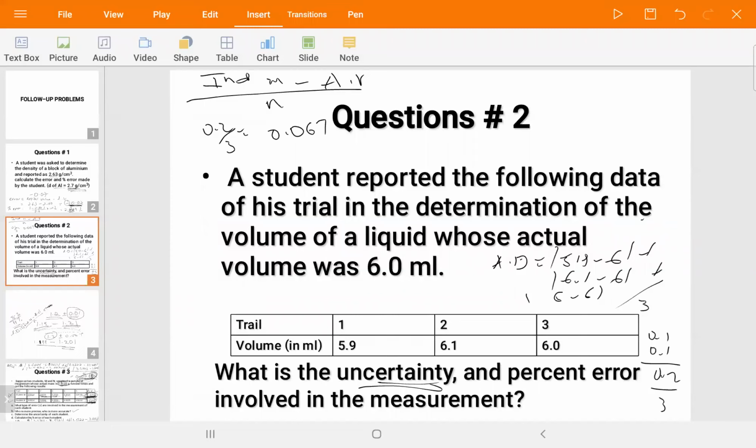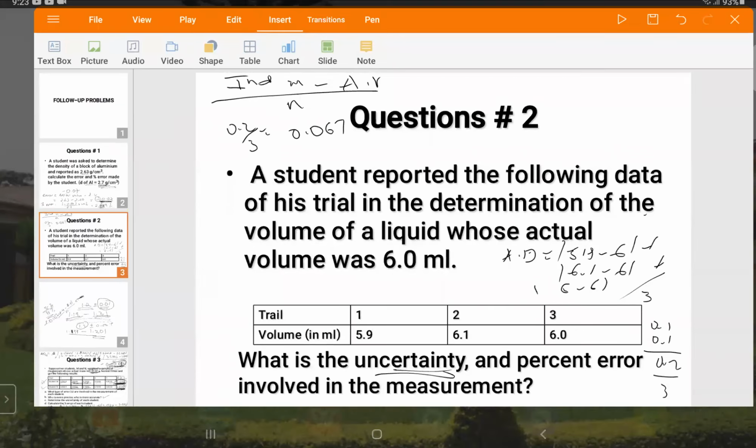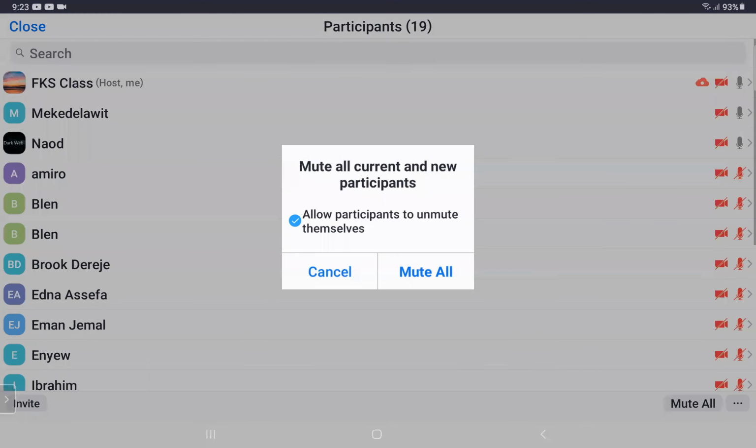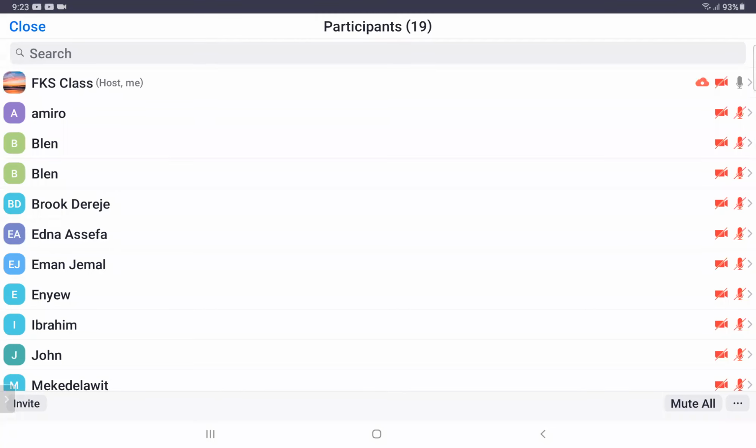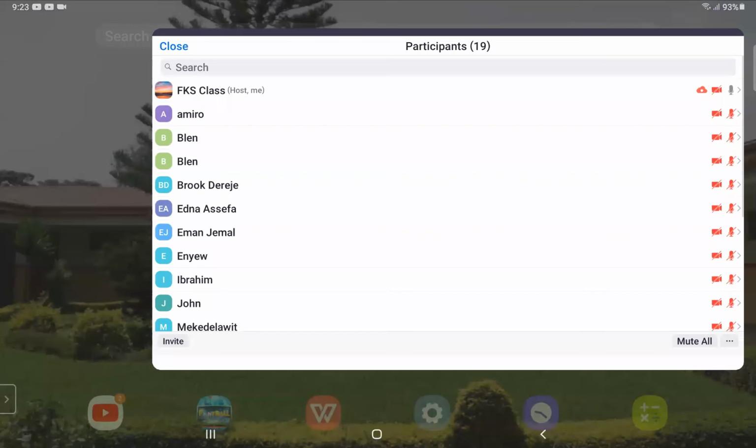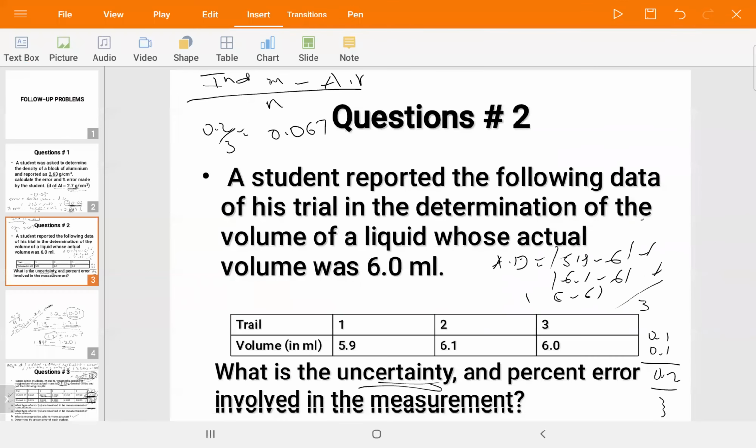Is it clear? So what does this mean? What is the uncertainty? The average here is 6. Would you please mute your sound? Okay. So now remember the average value is 6 here, so what is the uncertainty here? It will be 6 plus or minus 0.067. So what does it mean?